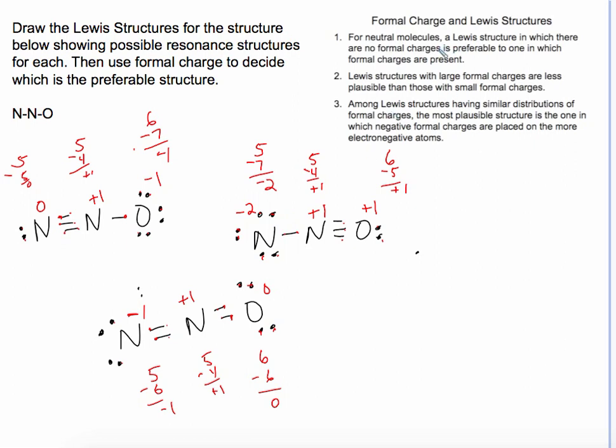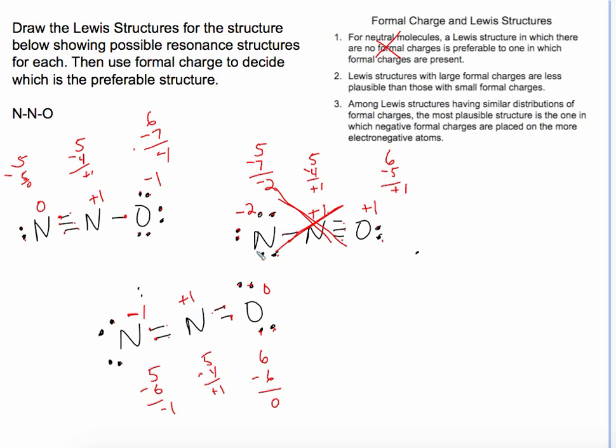and figure out which structure would be the best, or the preferred structure. So anyway, for neutral molecules, a Lewis structure in which there are no formal charges, well, we can't really use that rule because they all have formal charges. Now, Lewis structures with large formal charges are less plausible, that means less preferred, than those with small formal charges. So we can see that this one has bigger formal charges than these two down here. So we're going to cross this structure out because it's not the preferred one because of the larger formal charges.